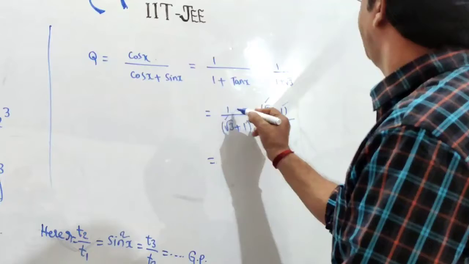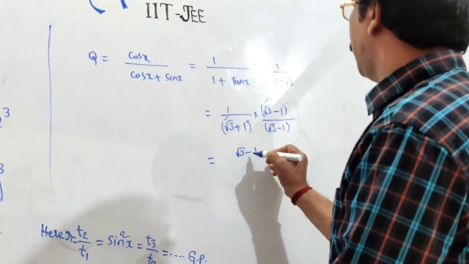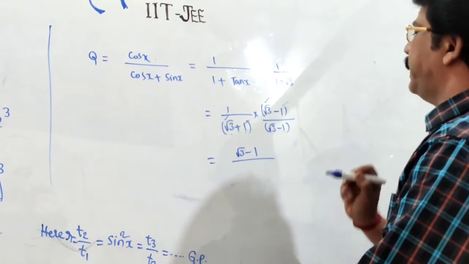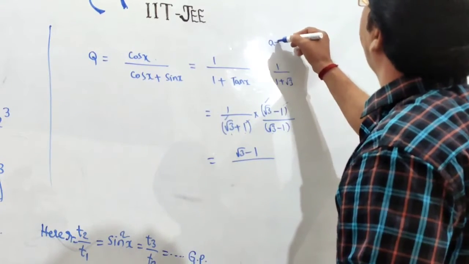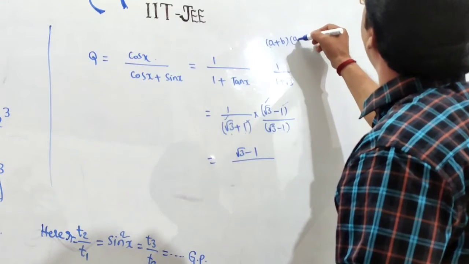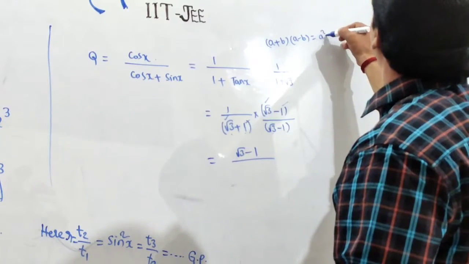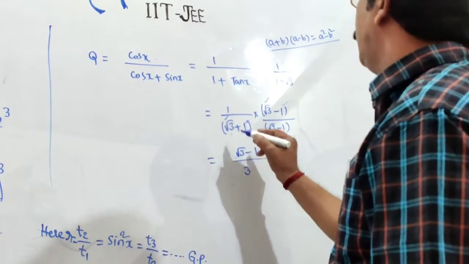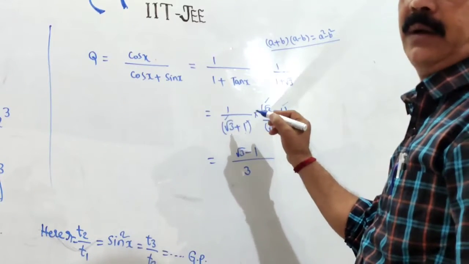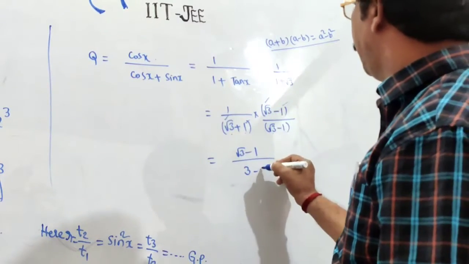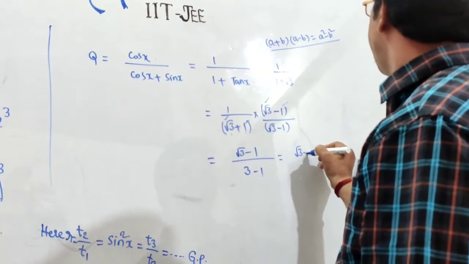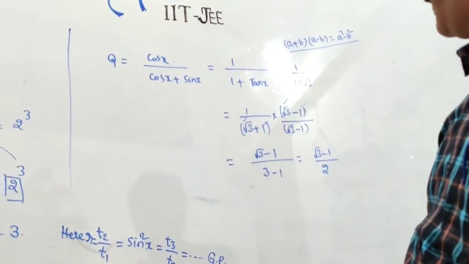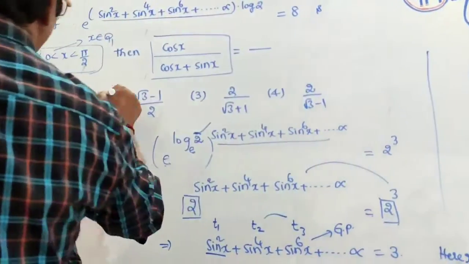So that is equal to 1 into root 3 minus 1, divided by, it is in the form of a plus b into a minus b, a standard formula. A plus b into a minus b is equal to a square minus b square. So a square is root 3 whole square, the square root cancels, giving 3, minus 1 whole square. So that is equal to root 3 minus 1 divided by 3 minus 1, which is 2. So, which option is right? The second option is right. Okay.